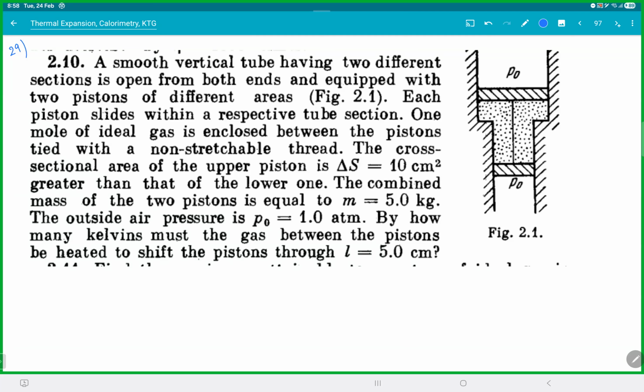Hope you read the question. So if you see in the question, there are a few data points here. This was actually a cylinder. The picture looks like this. So we have 2 pistons here. The ones I'm marking in red, these are the pistons.